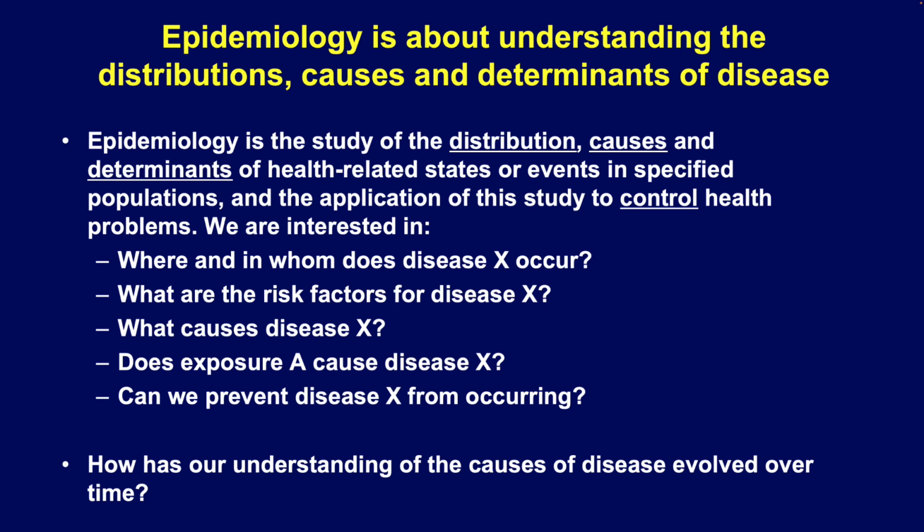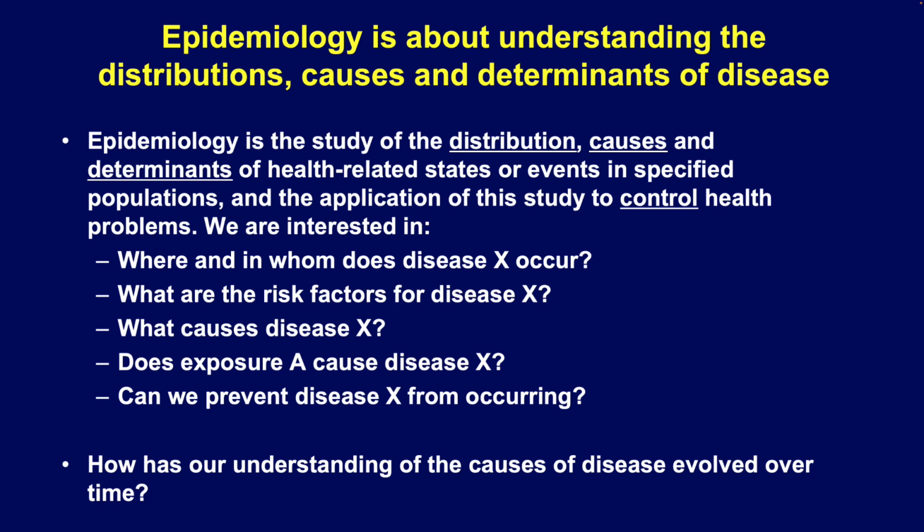So epidemiology is about understanding the distributions and causes and determinants of disease. And in many ways, it was out of the desire to understand more about these causes of diseases and the epidemics that flowed from them that the field of epidemiology was born and went on to reach its current form today. Epidemiology is the study of the distribution, causes, determinants of health-related states or events in specified populations, and importantly, the application of this study to control and prevent health problems.